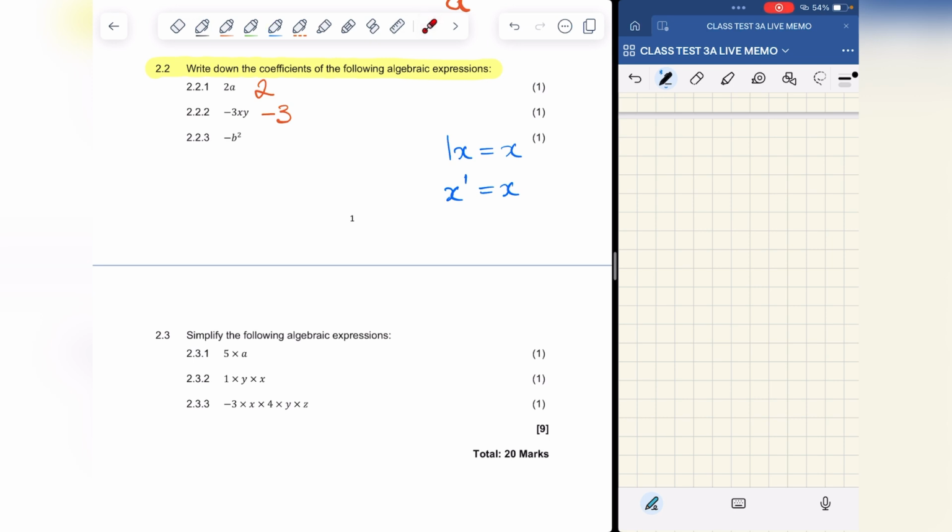So when I look at negative b to the power of 2, my coefficient there is not just 1. What's written in front of the b is actually a 1, but because it's a negative sign, my coefficient is in fact negative 1. Okay, because that is actually negative 1b to the power 2, but we do not include the 1. But we can't take away the negative sign as well, because we need to keep it there, because otherwise you would not know that it's negative. So that is why we end up with negative b squared, or to the power of 2, and our coefficient is negative 1.